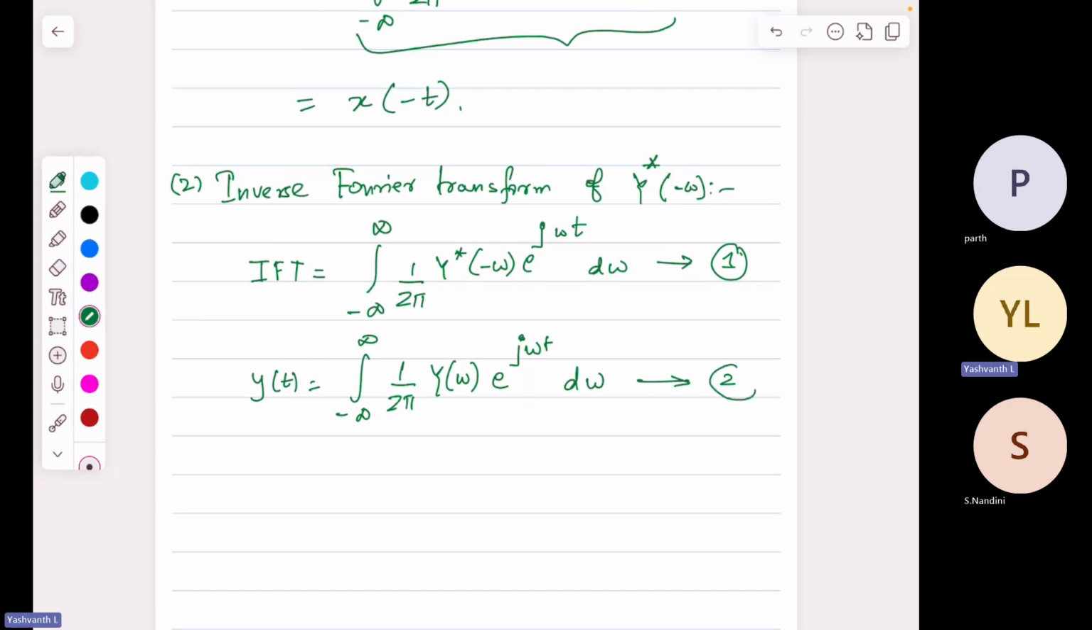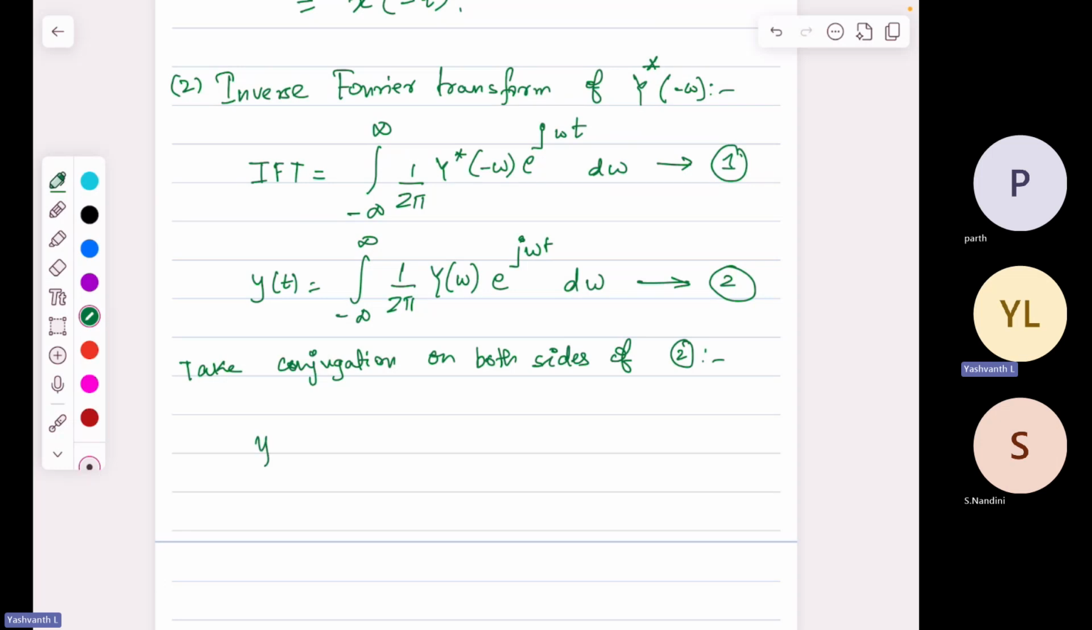First, I will take the conjugation on both sides of equation 2. So what does it become? It becomes y conjugate of t equal to the integral from minus infinity to plus infinity of 1 by 2 pi. 1 by 2 pi is a real number, so conjugating it doesn't change anything. Y conjugate of omega into e power minus j omega t, d omega.